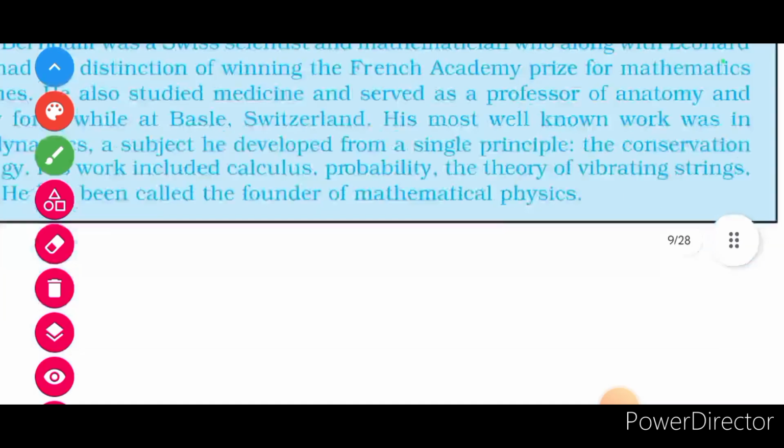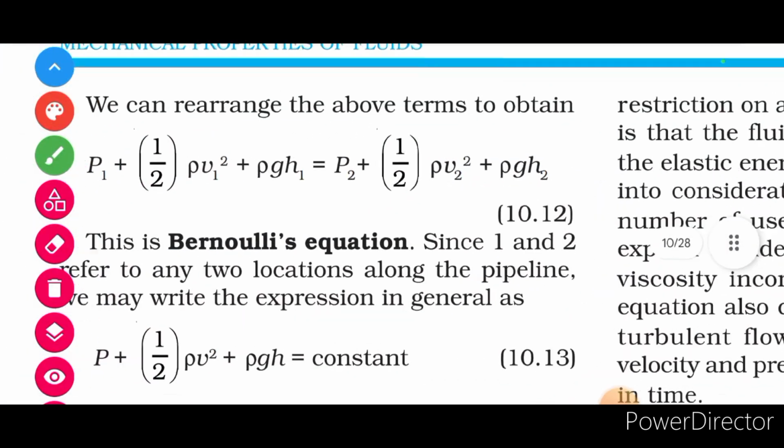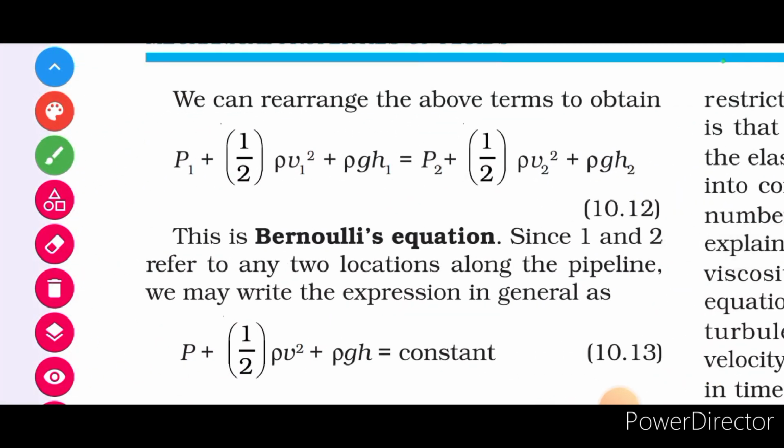So what we'll get on just rearranging them is P1 plus half rho v1 square plus rho g h1 is equal to P2 plus half rho v2 square plus rho g h2. Okay, this is the equation, the Bernoulli equation we have obtained. It simply says, because it has been divided by volume, pressure energy per unit volume plus half m v square divided by volume, that is rho.